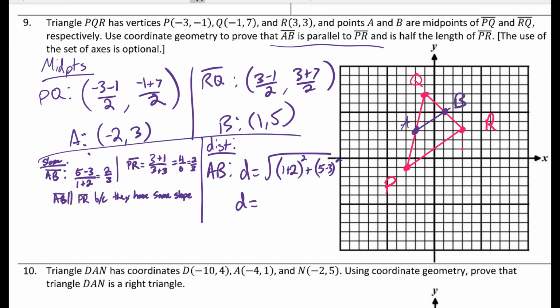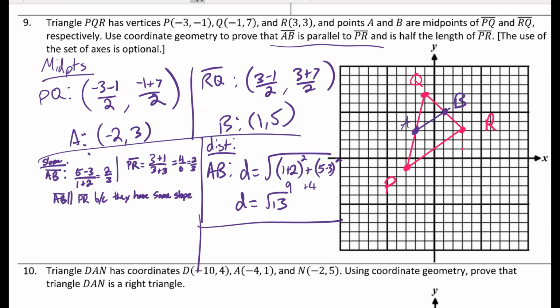So you could plug this all into your calculator. I don't recommend doing it piece by piece because it's a lot to take in. Okay, 1 plus 2 is 3, 3 squared is 9, 5 minus 3 is 2, 2 squared is 4. So this is just radical 13, which doesn't help us because we can't simplify it too much.